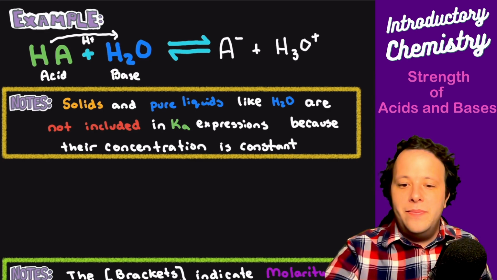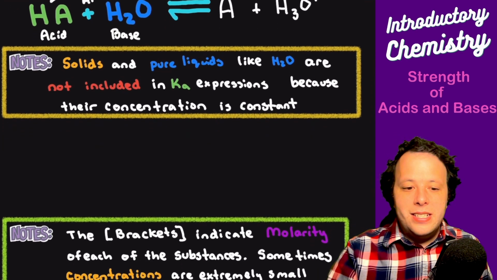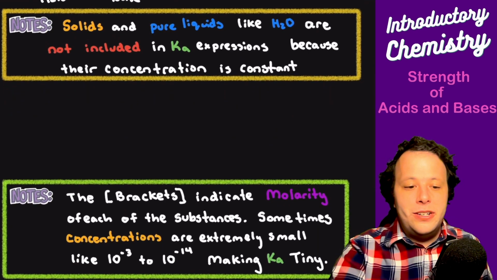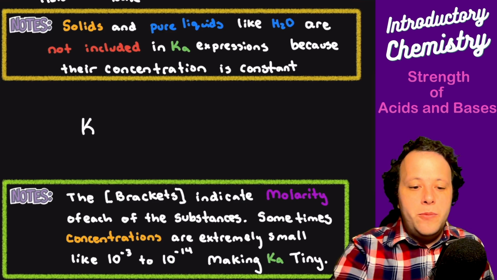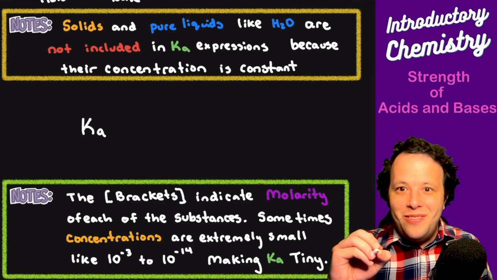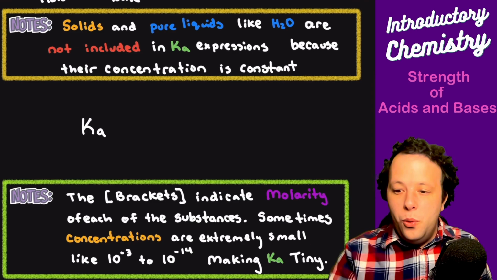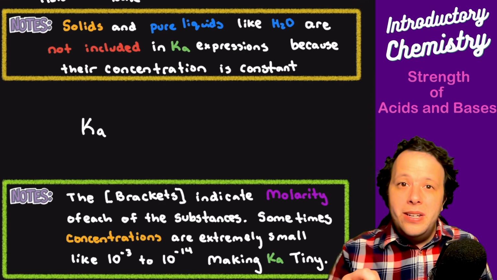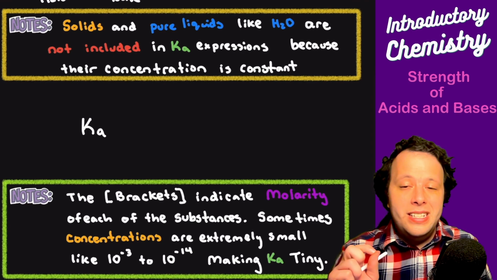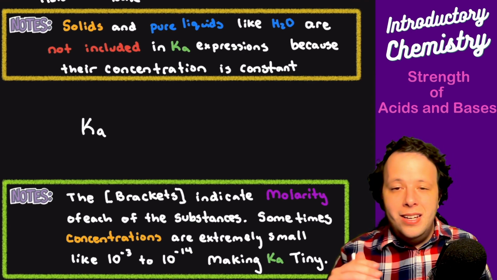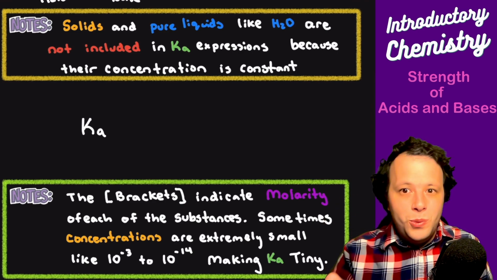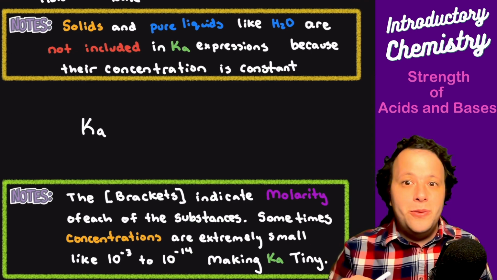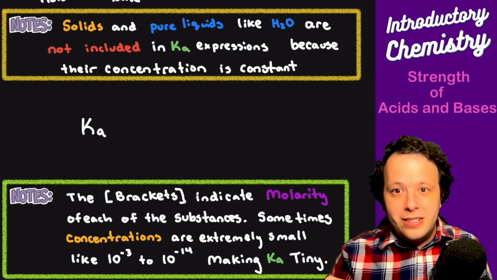Now, when we are writing this, there are a couple of notes that need to be made. We're going to write our Ka equation. When we are writing them, we never include solids or pure liquids like water. The reason we don't include them is that their concentration is considered to be constant. In terms of water, there's so much water in solution that your values won't make any sense, because they don't represent the actual chemistry that's occurring.